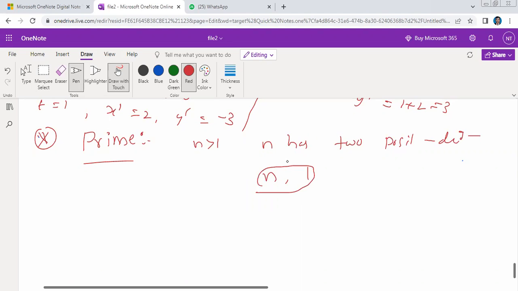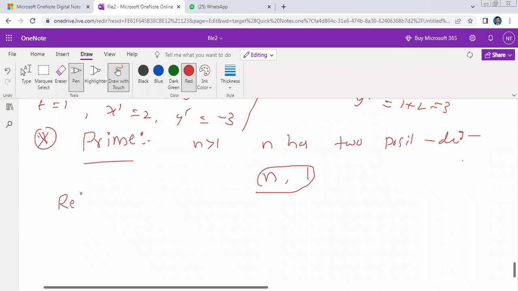A number n is said to be a prime number if it has only two positive divisors. Here we mention positive. So it is a prime number. What is the least positive prime number? 2. Two is the least positive prime number.